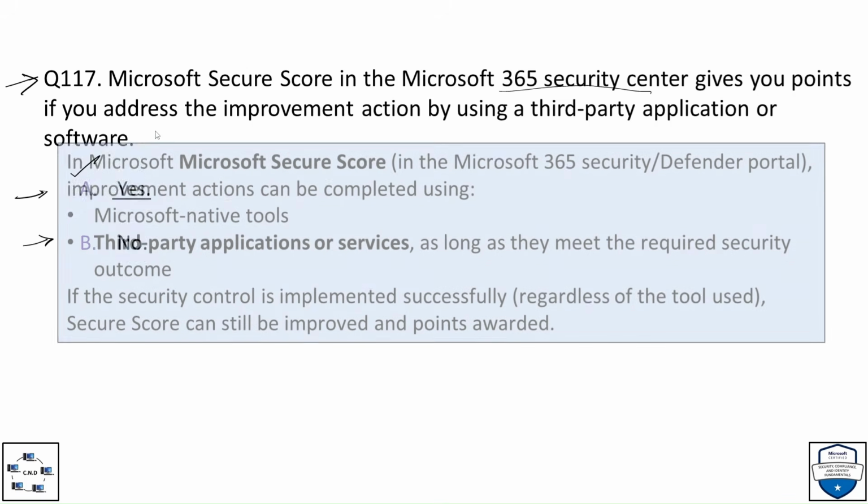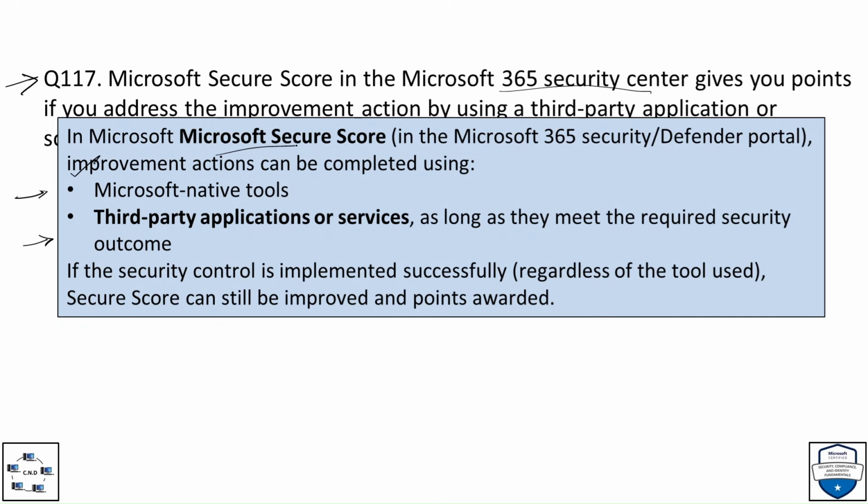option A, yes. So in Microsoft Secure Score, in the Microsoft 365 Security Defender Portal, improvement actions can be completed using Microsoft native tools and third-party applications or services as long as they meet the required security outcome. If the security control is implemented successfully, regardless of the tool used, Secure Score can still be improved and points awarded.